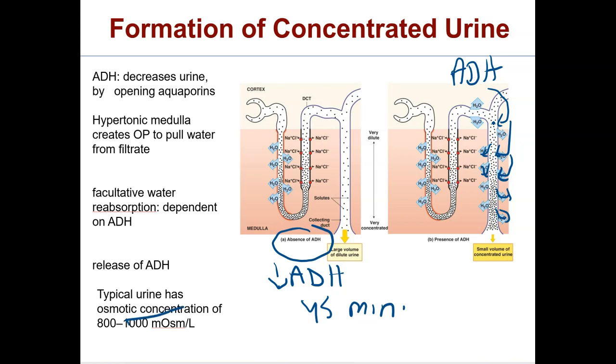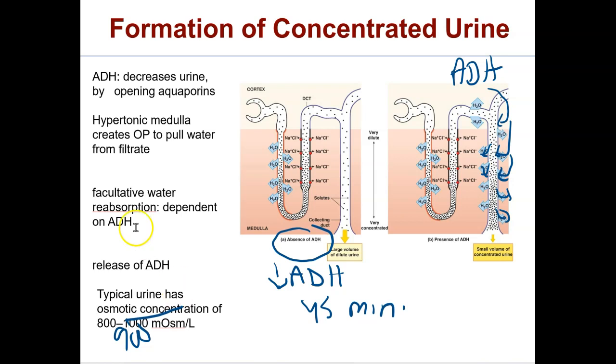So I've seen different numbers for typical urine. I've seen probably closer to 800 to 900 is your typical, but we can really concentrate it up to about 1200. To give you an example of this, a camel can concentrate theirs to around 4,000. So they're really good at being able to hold on to water and not lose a lot of it in their urine.